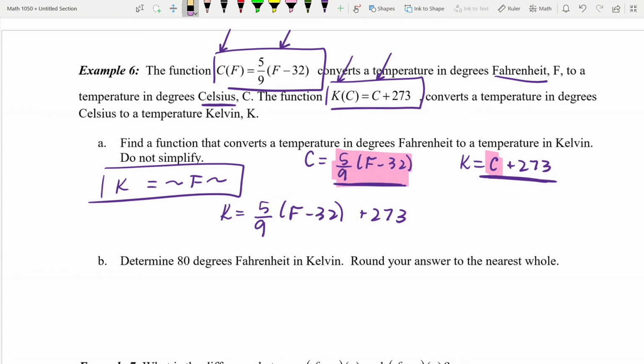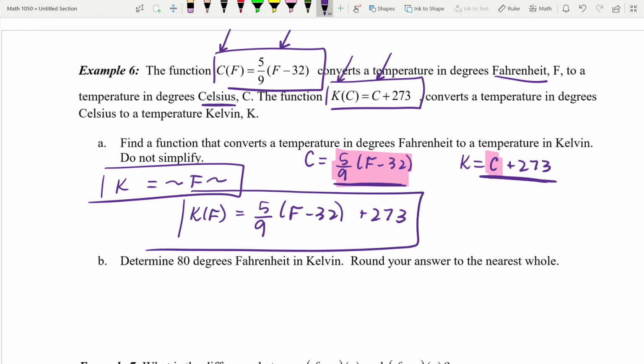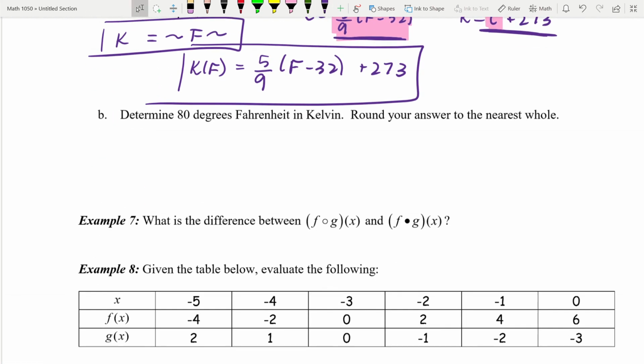Now they want you to write this in function notation. So now we're going to write K of F. It means that's what K is equal to, and the variable on the right is an F. Who says I understand that? Raise your hand, let me see. Okay, good, now we're moving on. It says you don't have to simplify, so leave that be.